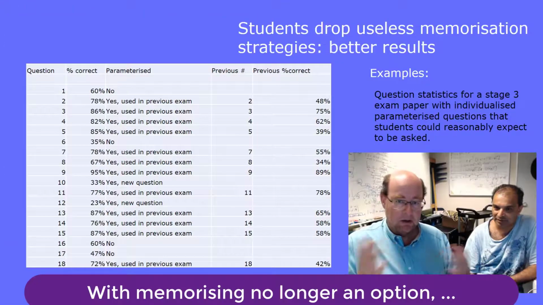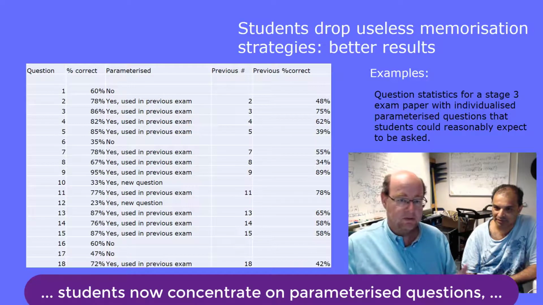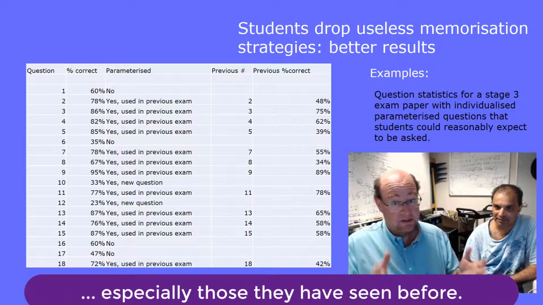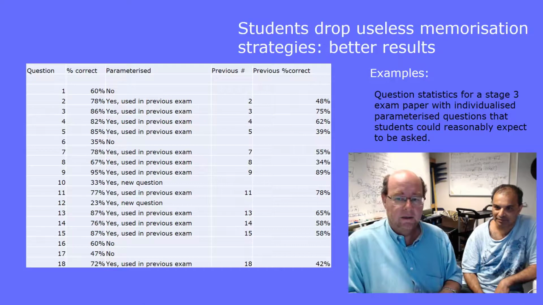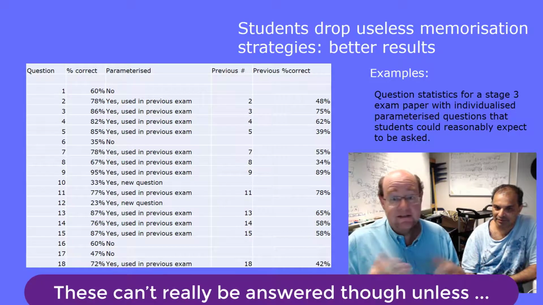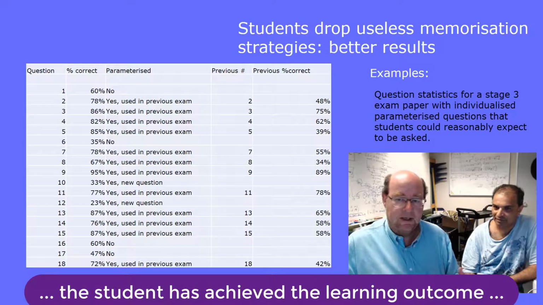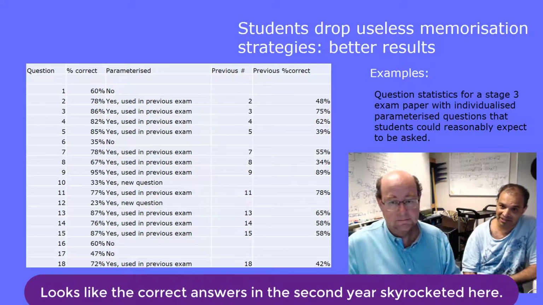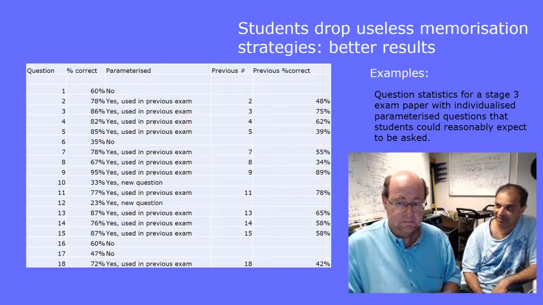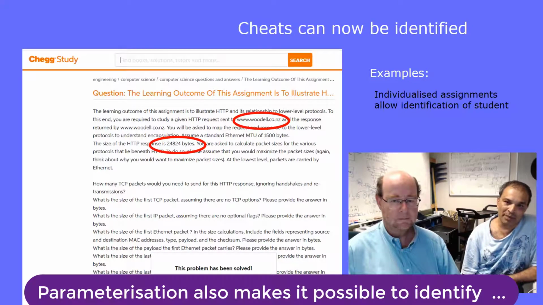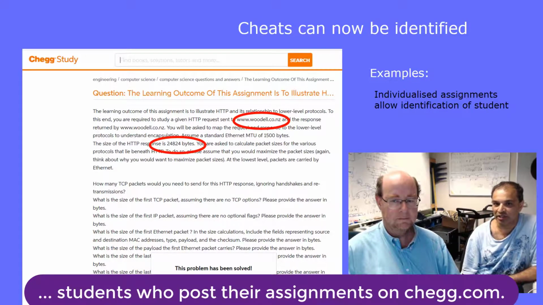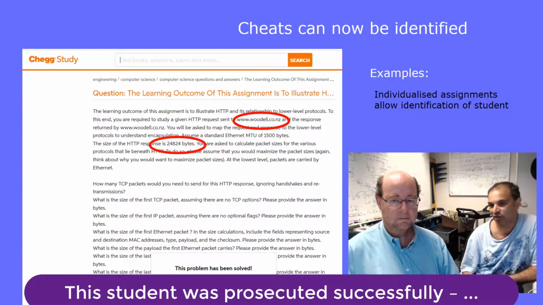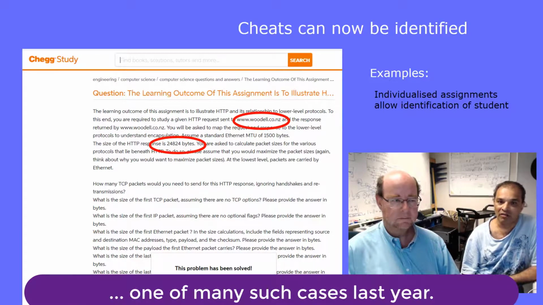With memorizing no longer an option, students now concentrate on parameterized questions, especially those that they have seen before. These can't really be answered though unless the student has achieved the learning outcome that underpins the question itself. Looks like the correct answers in the second year skyrocketed here. Parameterization also makes it possible to identify students who post their assignments on check.com. This student was prosecuted successfully, one of many such cases last year.